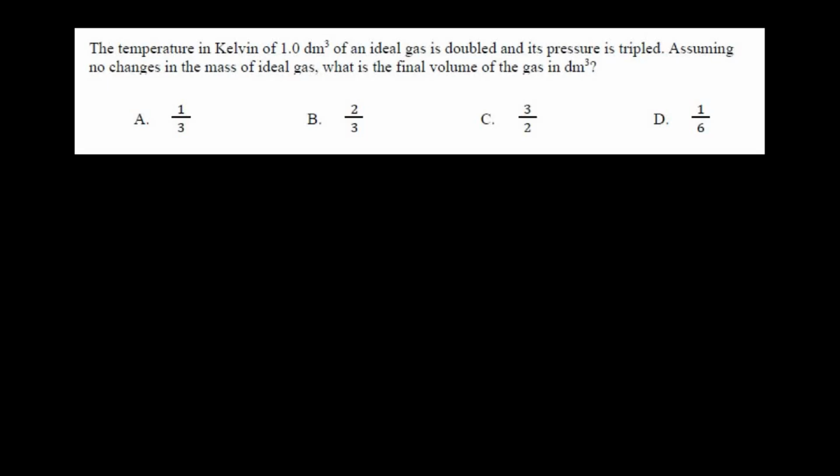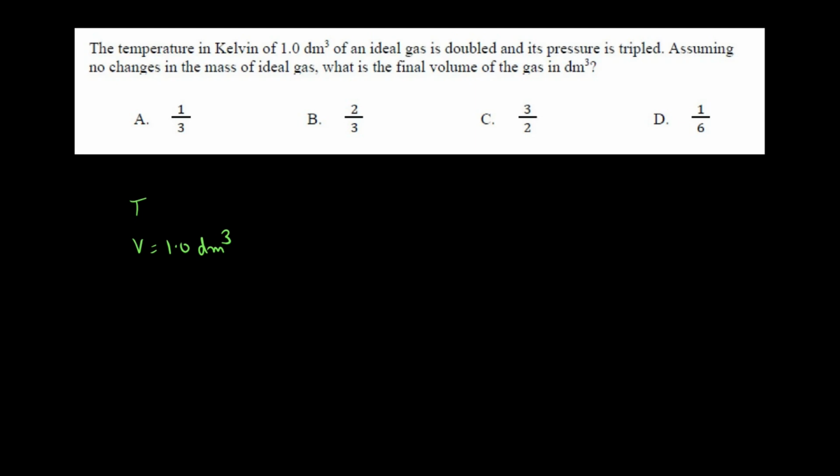Okay, so the question is, the temperature in Kelvin of 1.0 dm cube of an ideal gas is doubled and its pressure is tripled. Assuming no changes in the mass of the ideal gas, what is the final volume of the gas in dm cube? So the volume is given as 1.0 dm cube, and the temperature is doubled and the pressure is tripled.